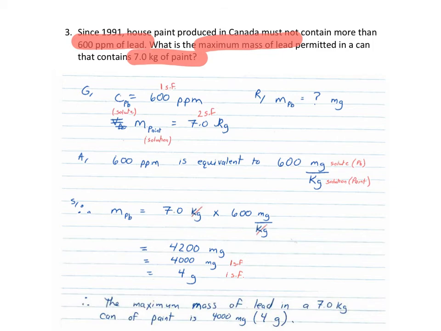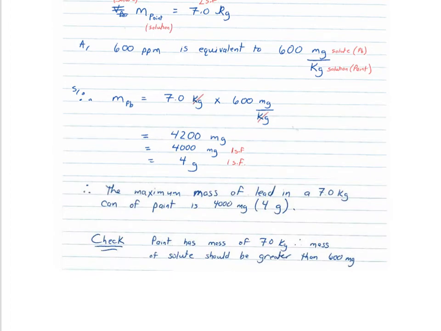4 grams. And so I write my final statement, and then my check would be that the paint has a mass of 7 kilograms, therefore the mass of the solute should be greater than 600 milligrams. And again, because we know that in every 1 kilogram of paint, you are allowed to have 600 milligrams of lead. So since we have 7 kilograms of paint, there should be greater than 600 milligrams of lead, and that's what we indeed find up here.